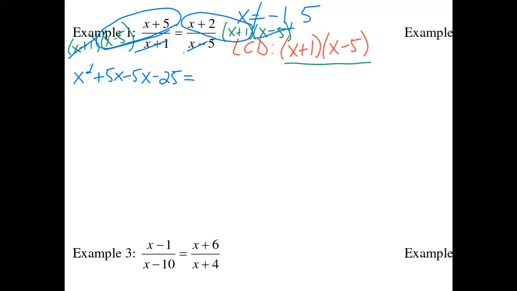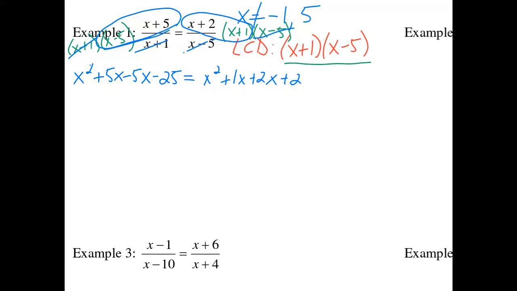On the right-hand side, x plus 2 times x plus 1, again, FOIL or box. So x squared, then we'll have plus 1x plus 2x plus 2. Again, because the x minus 5 is canceled, I no longer have a denominator on that side either. So the good news is, in this step of multiplying by the LCD, I completely get rid of the fractions, and now I'm looking at a one-level equation.